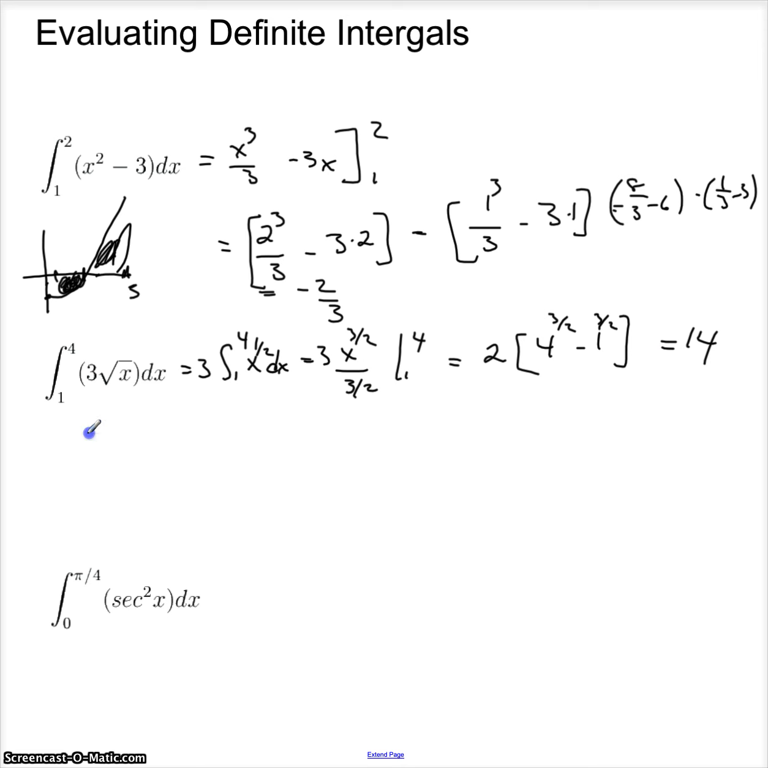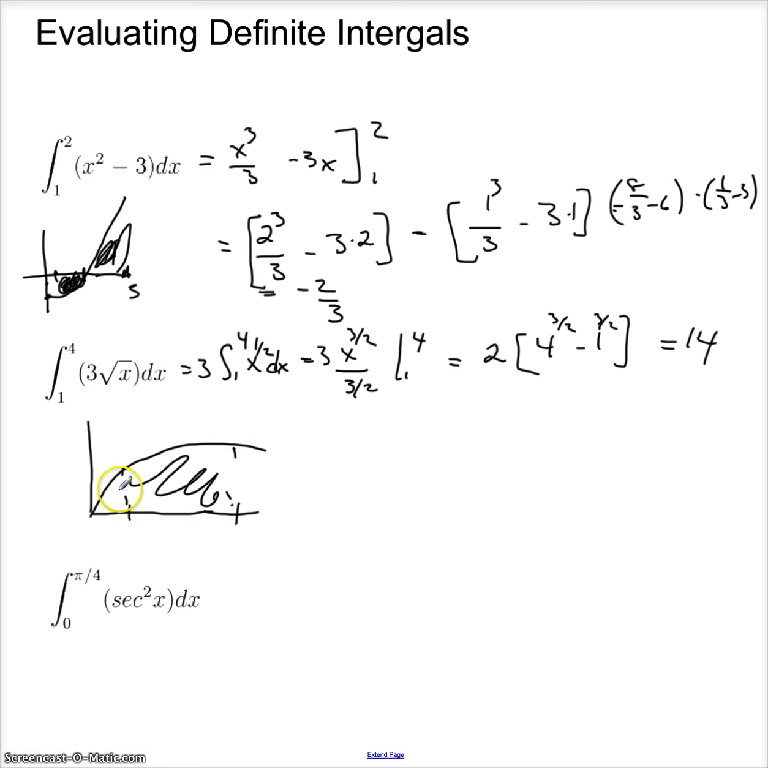So, what does this function look like? Square root of x looks kind of like this. From 1 to 4, this area is 14 units, whatever those units are. Kind of fun, isn't it? We thought this was going to be hard.